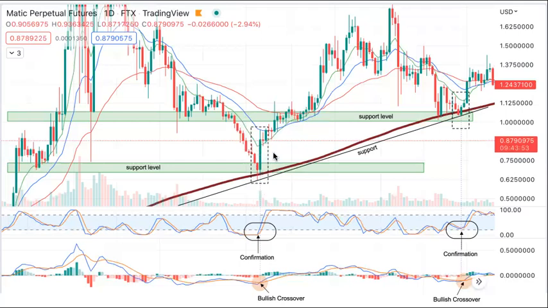So I'll look for something like this: a bounce off support, plus the stochastic going into the blue zone, and there's a bullish crossover. This one confirm make money. Because of these confluence points plus this. Even though the MACD is below the zero line, this could signal a trend reversal. So I don't mind taking a risk to enter a position here, a long instead of a short, even though it's below.